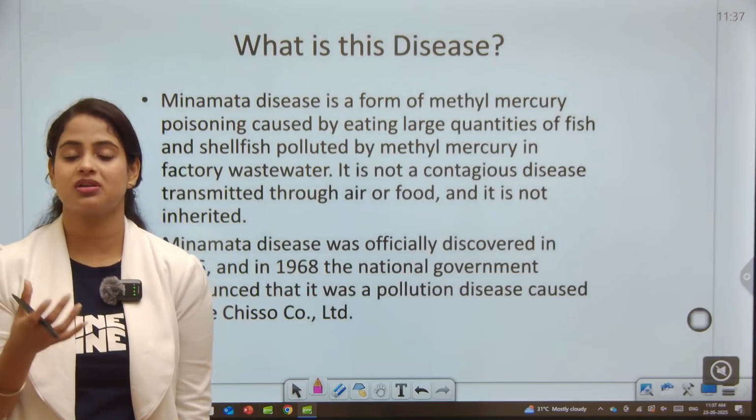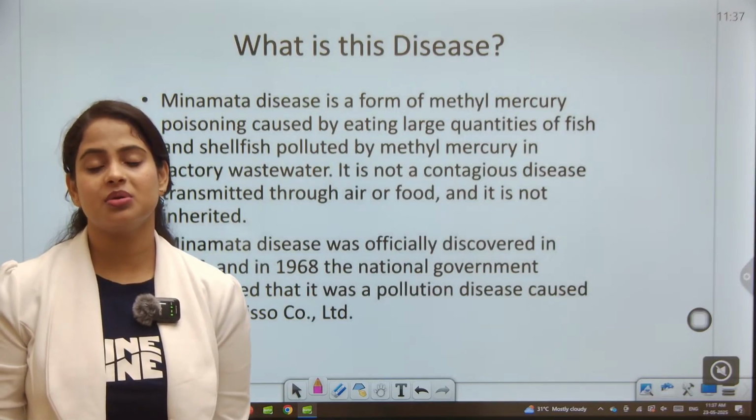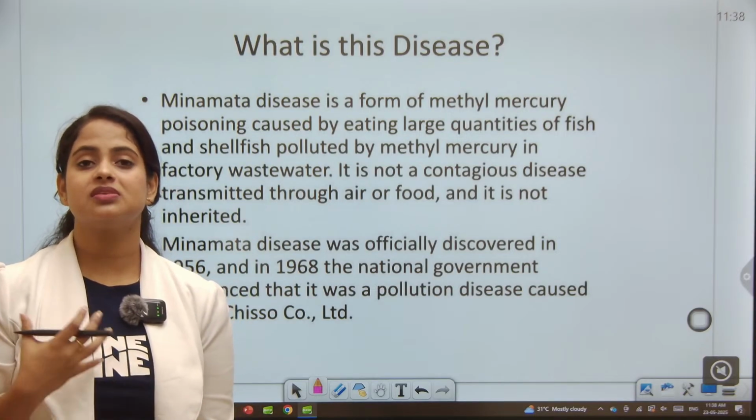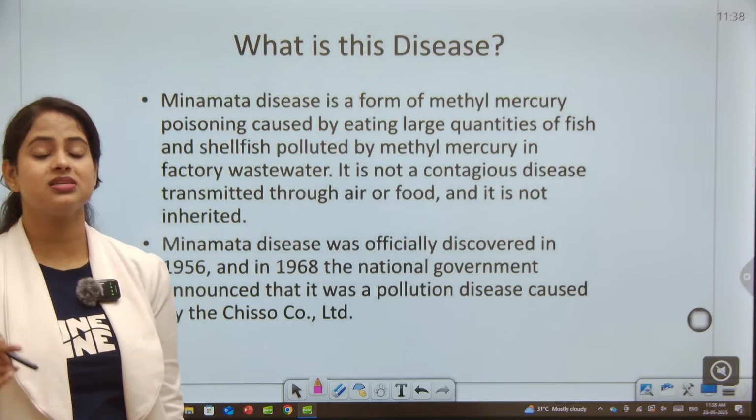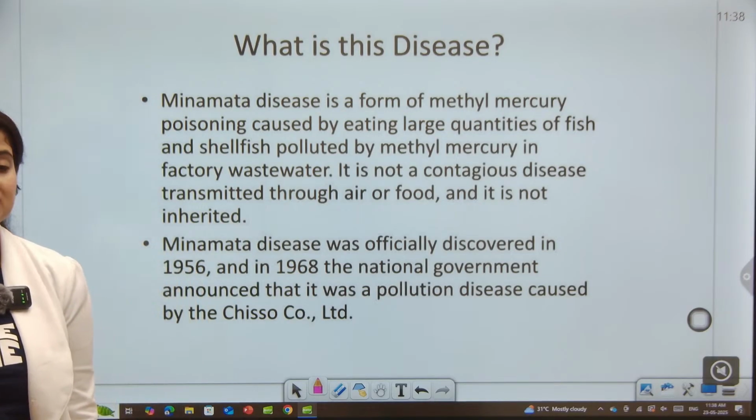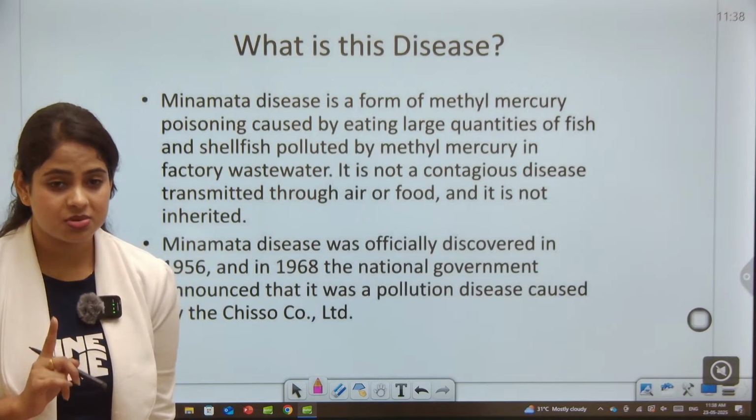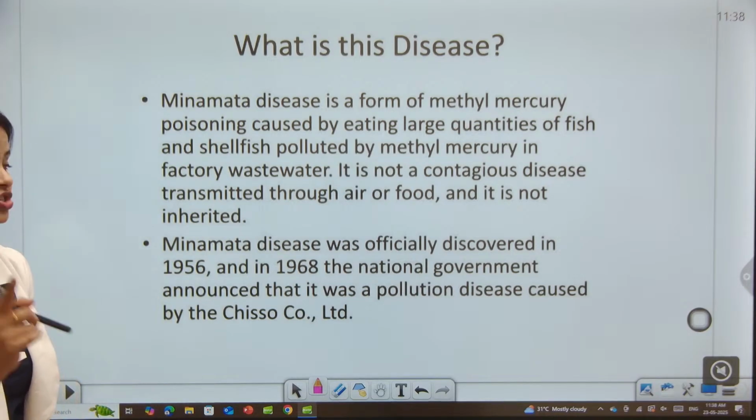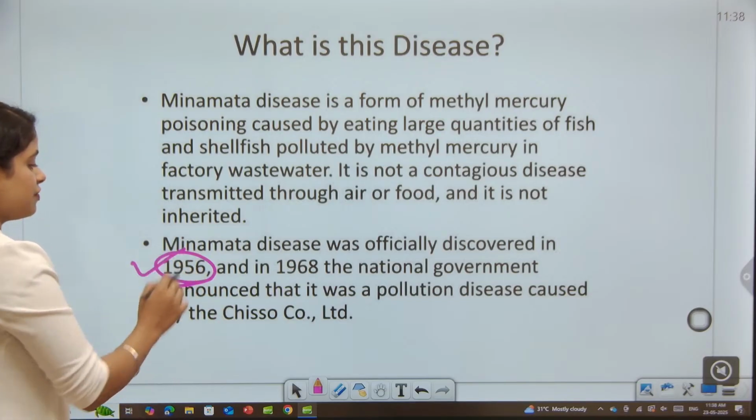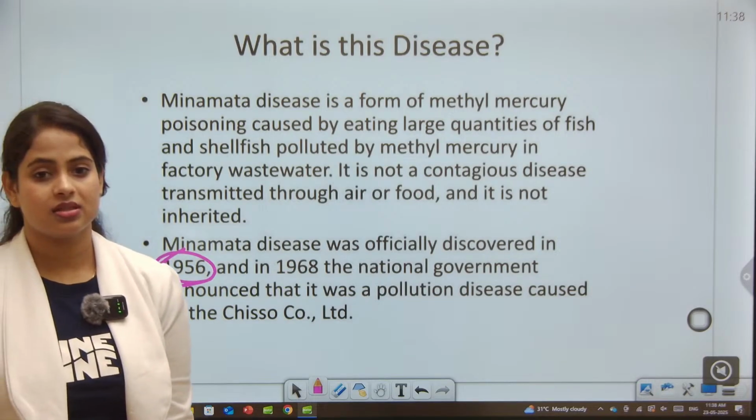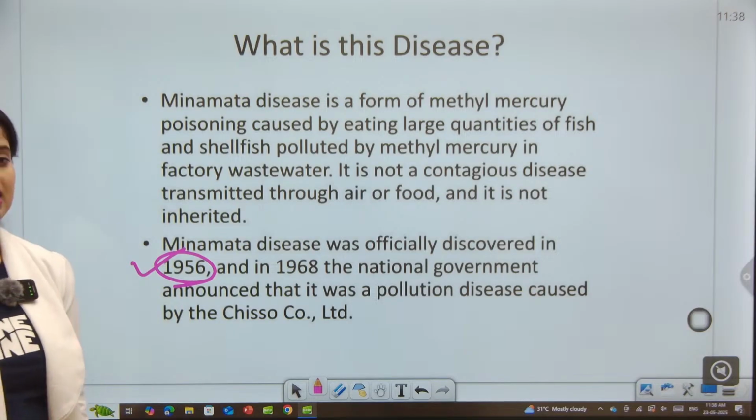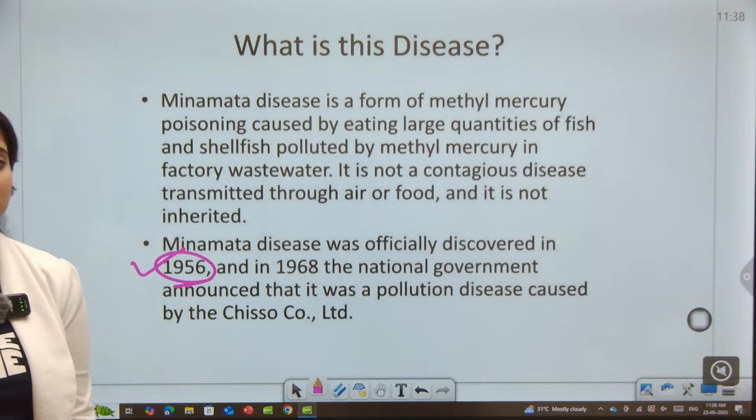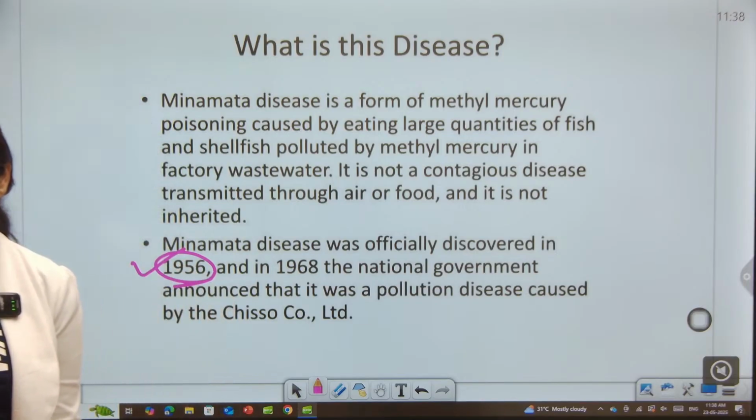Suppose factory wastewater is released towards the water bodies. Then the fish present in the water bodies take it into their body, directly intake it, and when we eat that fish, that leads to the Minamata disease, and that is related to what? Methyl mercury. It is not a contagious disease transmitted through air or food, and it is not inherited also. The Minamata disease was officially discovered, this is very very important, in 1956. That is in Japan first seen. And in 1968, the national government announced that it was a pollution disease caused by the Chisso Corporation Limited. Clear?